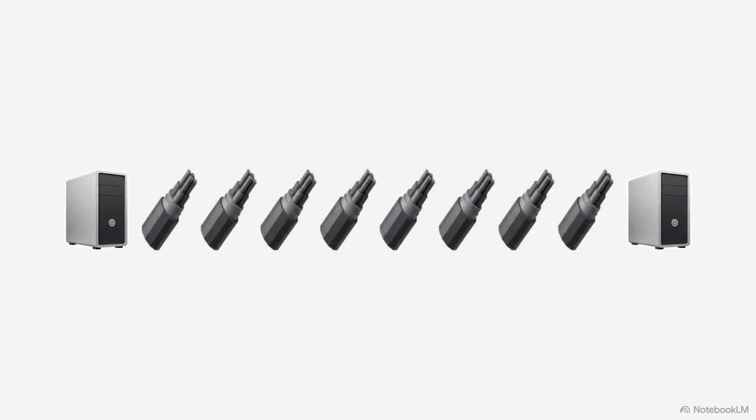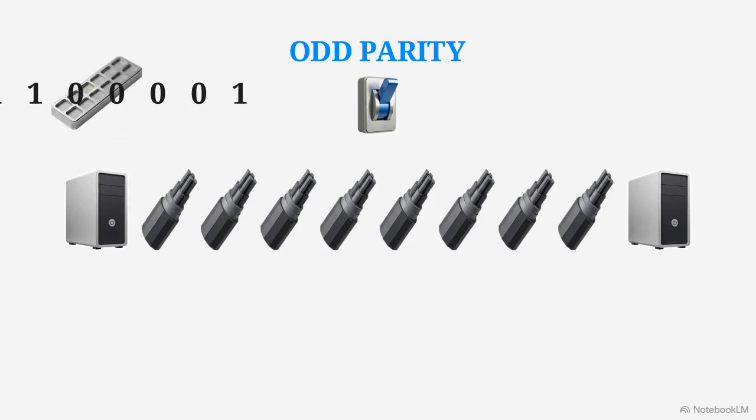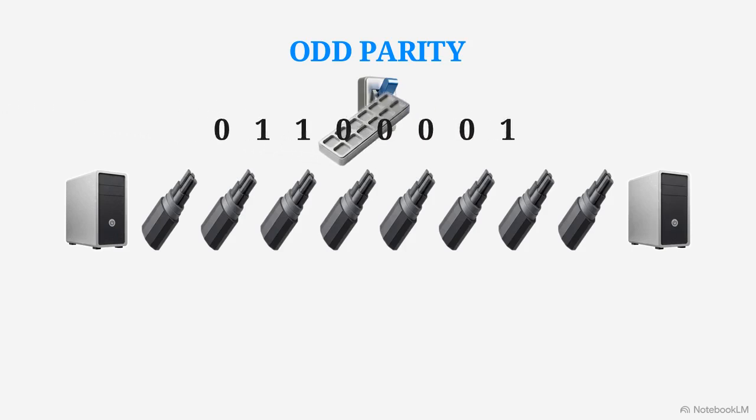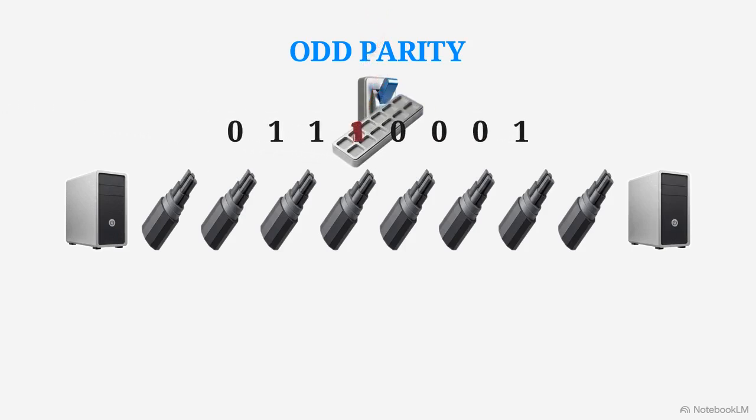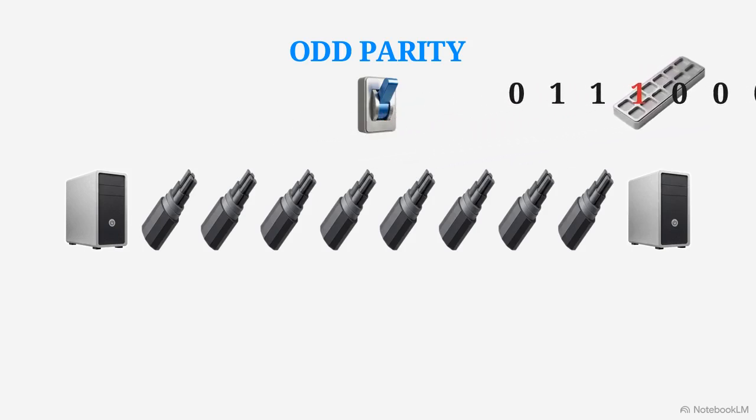There is one strict requirement for this system. The sending computer and the receiving computer have to agree on whether they are using the even rule or the odd rule before any data is transmitted. Let's see what happens when things go wrong. Our complete odd parity byte is transmitted across the network. Mid-transit, a power surge hits the cable. The interference causes a bit flip, turning a 0 into a 1.